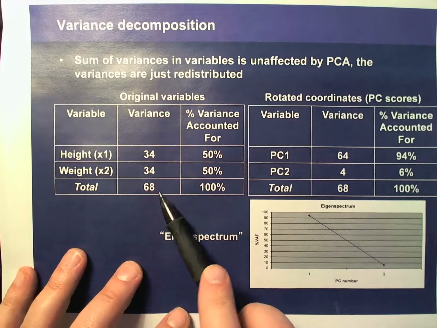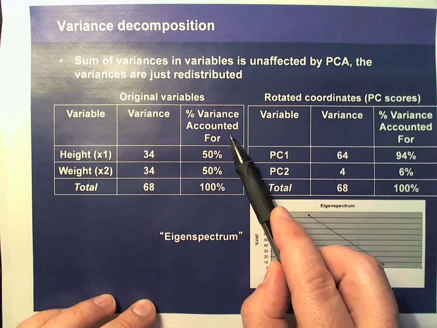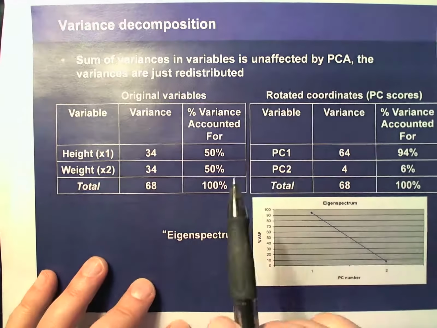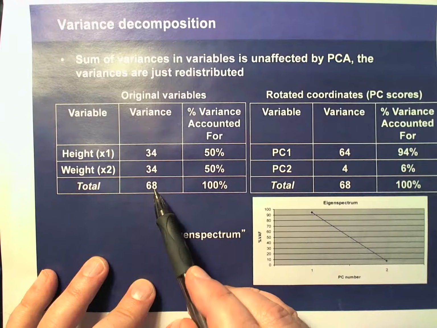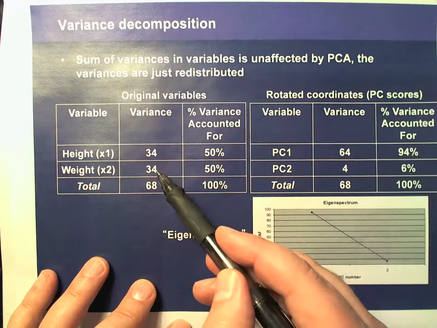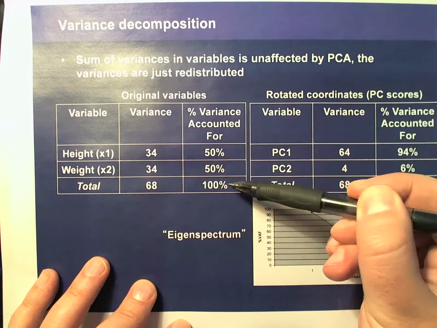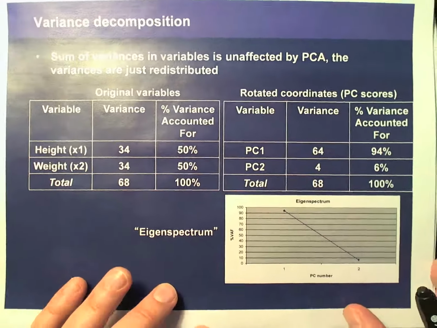Now, we describe this using a concept called the percent of variance accounted for. What this means is that of the total of 68, half was due to the height and half was due to the weight. So we have 50%, 50%. Gives us our full 100%.